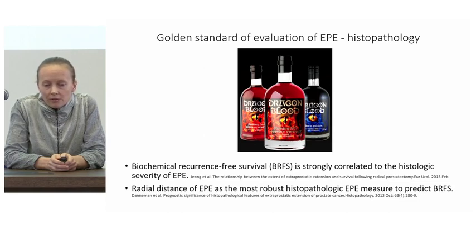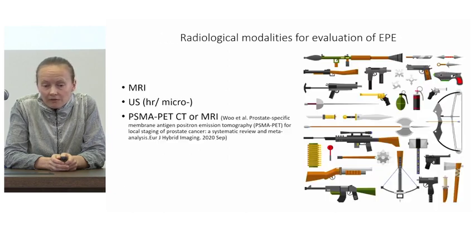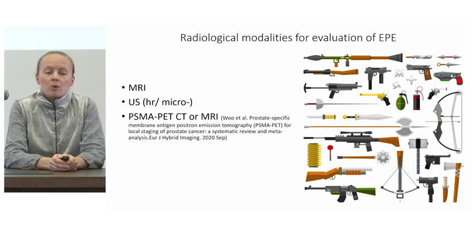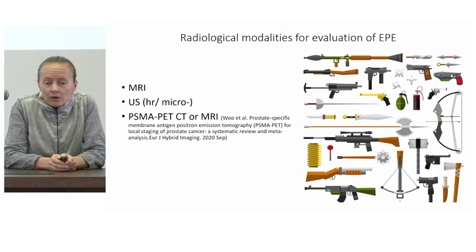But we need to fight the dragon while it's alive, and we have our own weapons in the pocket. So, modalities used for it are MRI, high resolution or micro ultrasound, and in some studies even PSMA PET CT or MRI. Different modalities, but MRI is more popular, almost on every corner, while micro ultrasound or PSMA PET MRI is very rare. That's why we are going to talk only about MRI.